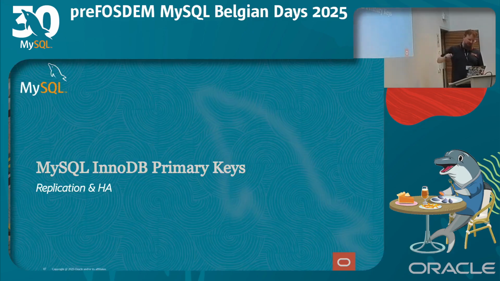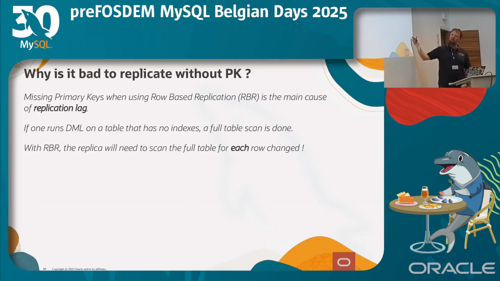Anyway, for replication, everybody knows that in InnoDB it's mandatory to have primary keys when we use row-based replication. If you are not using row-based replication, you should. But Louis is not here to punch you tonight, so no worries.